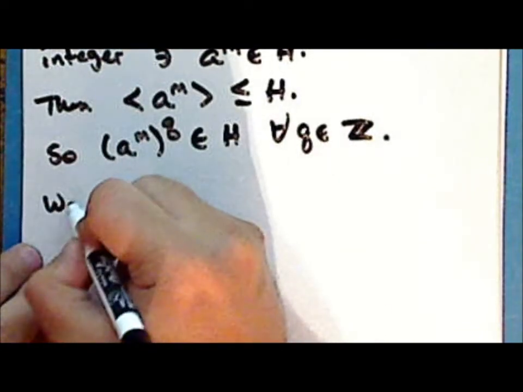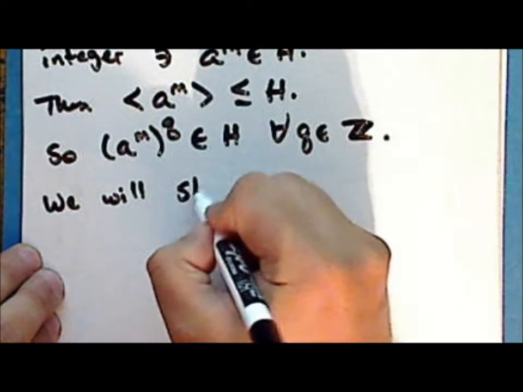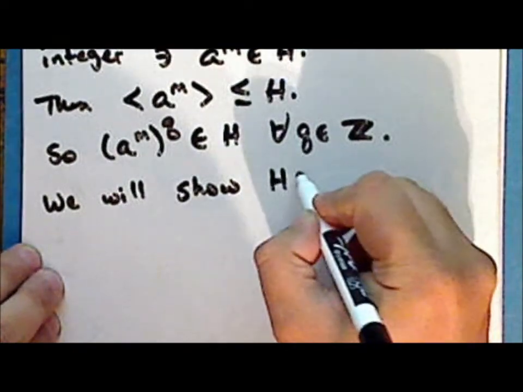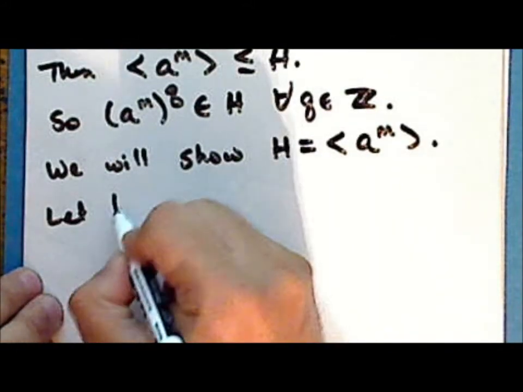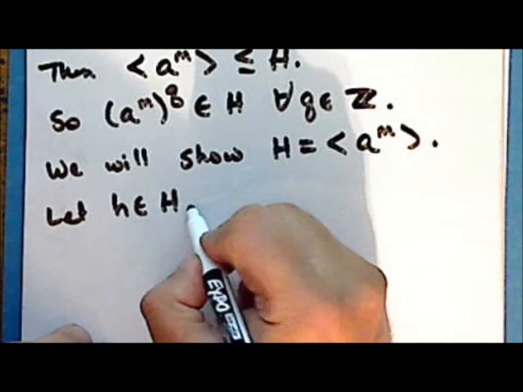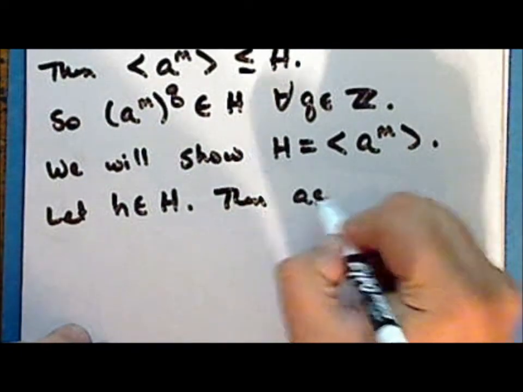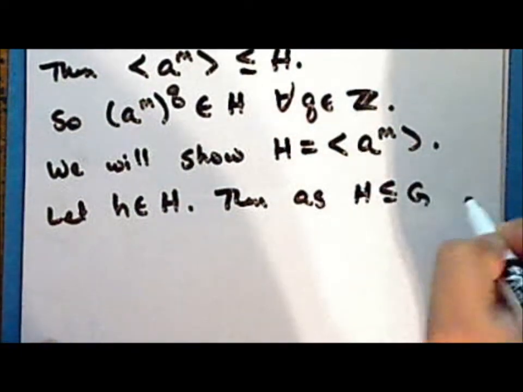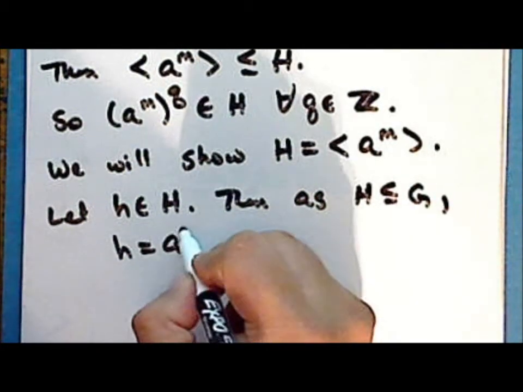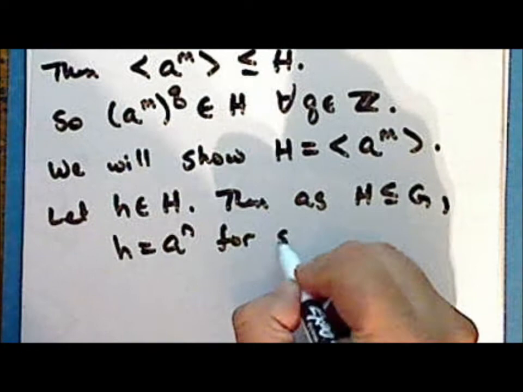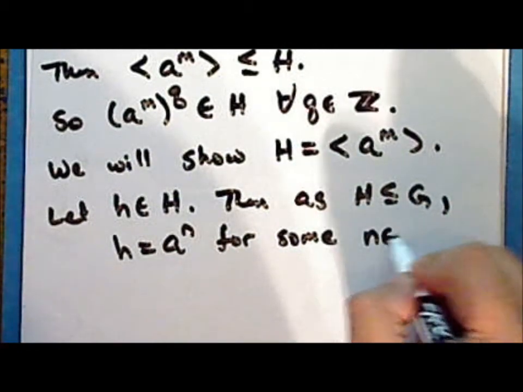Now we will show that this subgroup H is in fact equal to the cyclic subgroup generated by the element a to the power of m. So let h be an element in the subgroup H of G. Then, as H is a subgroup of the cyclic group G, we have that this element h is equal to a to the power of n for some integer n.